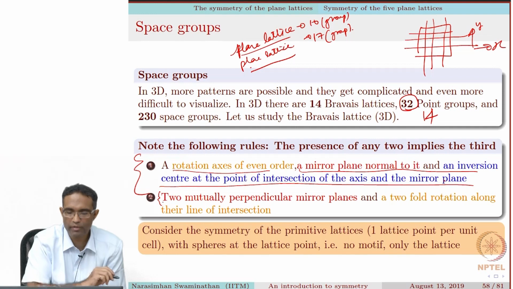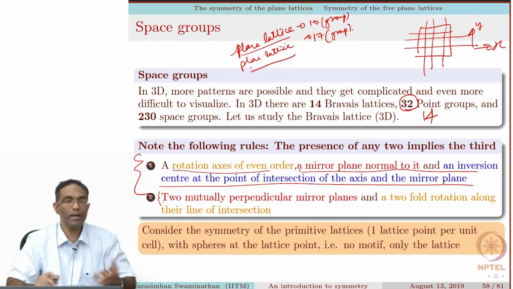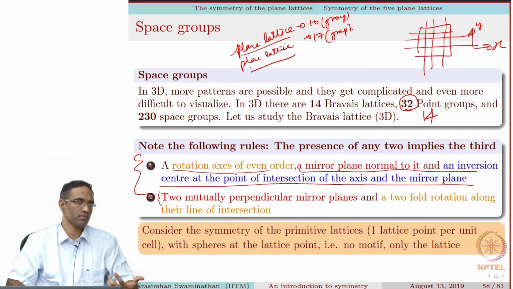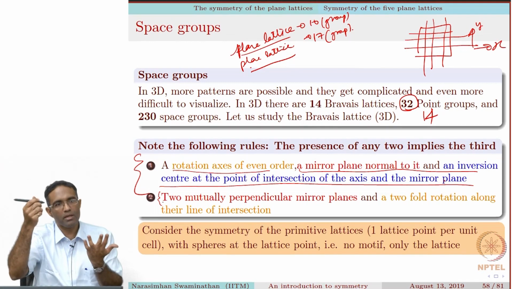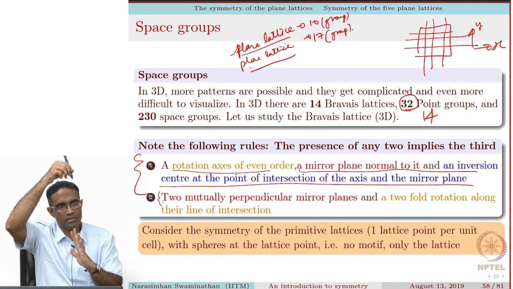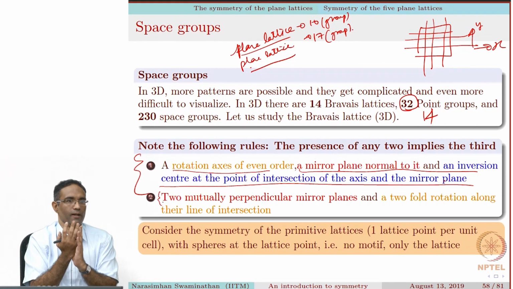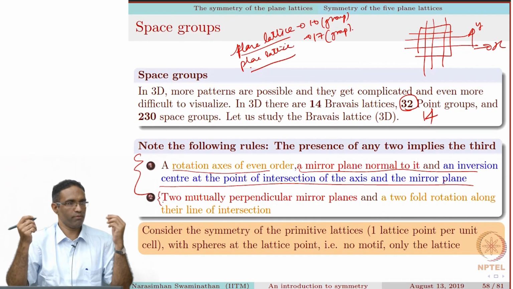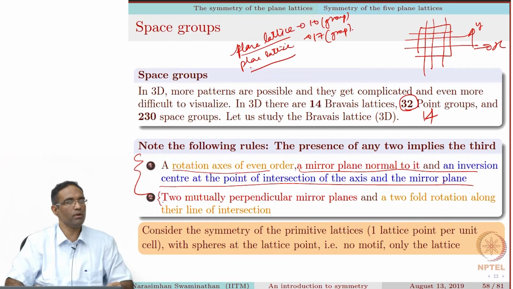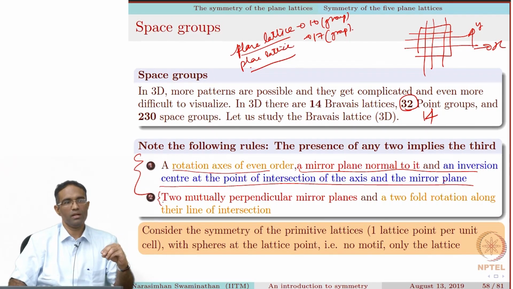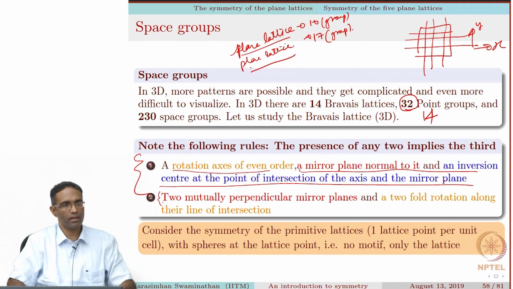The second one is that the presence of any two mutually perpendicular mirror planes automatically implies the presence of a two-fold axis, right? If you have two mirror planes perpendicular to each other, then there is automatically a two-fold rotation axis passing through the intersection of these two mirrors. There is no need for us to specify all three things if they exist. The presence of any two will automatically imply the third. So sometimes you will find that something that seems obvious is missing in the Hermann-Mauguin symbol, but that is mostly because some other symmetry operator that is present is implying whatever is not there.